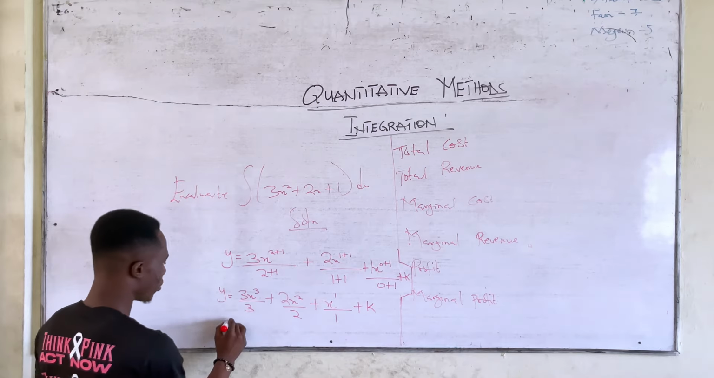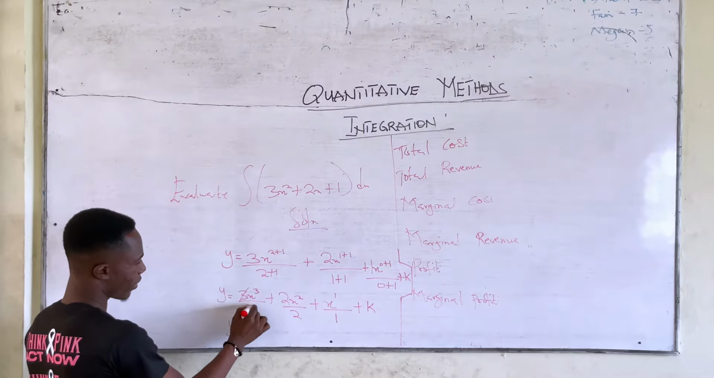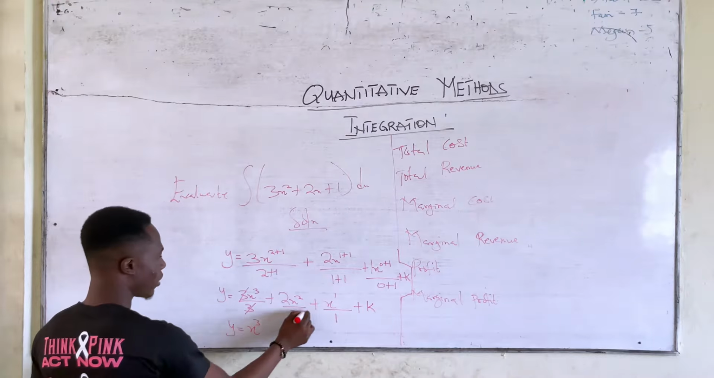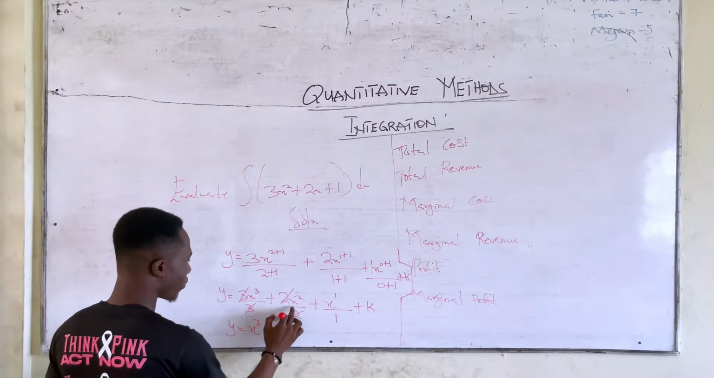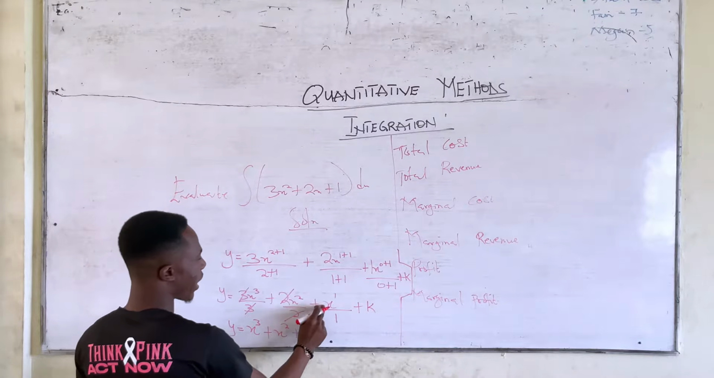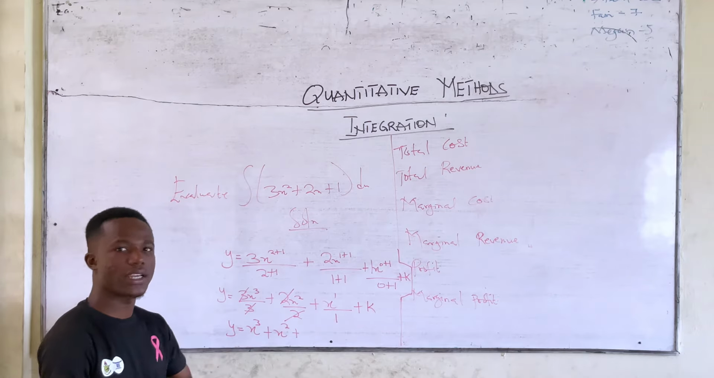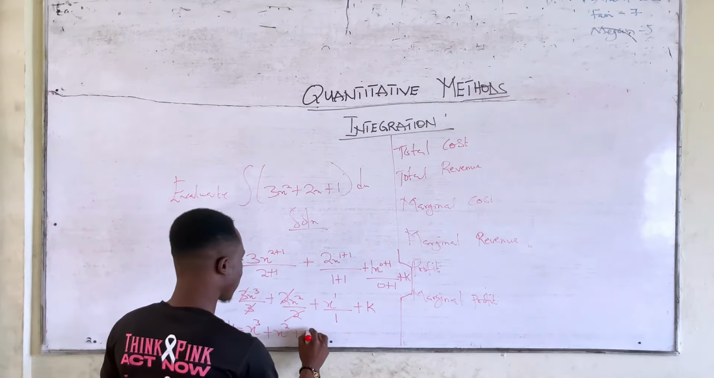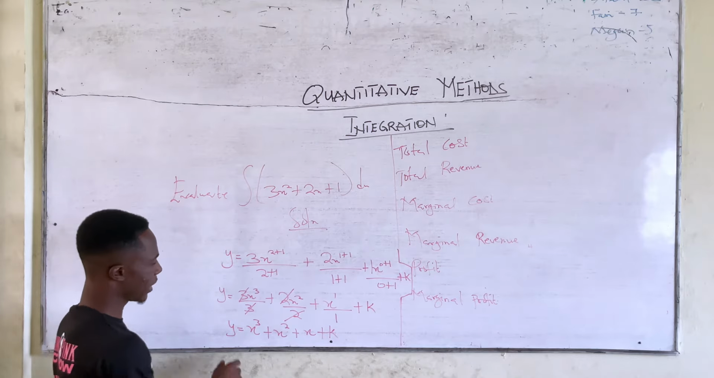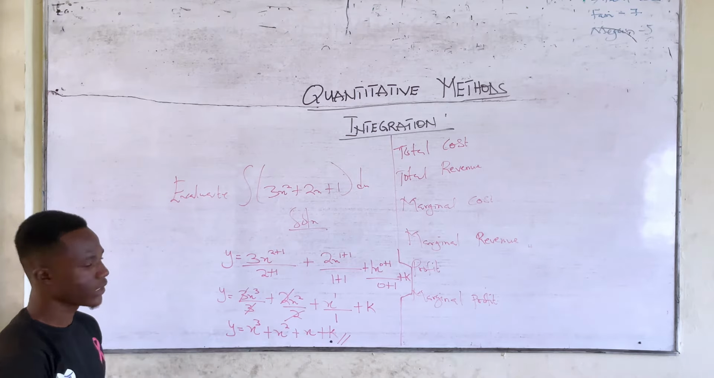So let's proceed. You have y equals, this 3 can cancel out this, so you are left with x cubed. This 2 can also cancel out this, so you are left with x squared, and plus x exponent 1 is x, x divided by 1 is x. So we write x plus k. This is our final answer.